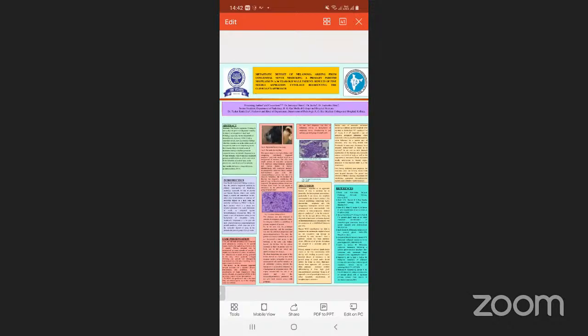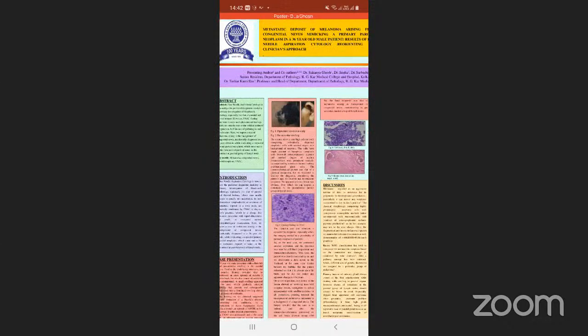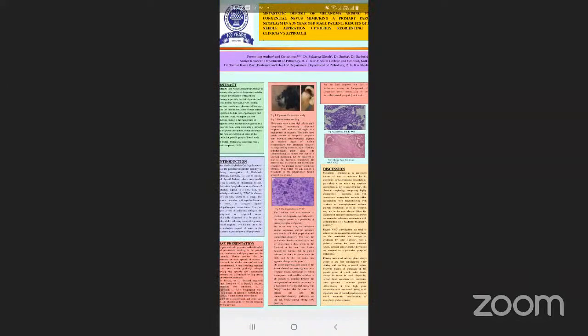Okay. Good afternoon, respected judges. Today my topic is metastatic deposit of melanoma arising from congenital nevus mimicking a primary parotid neoplasm in a 36-year-old male patient. Now coming to my topic, 80% of all salivary gland tumors develop in the parotid gland and 25% of them are metastatic and originate in the head and neck region.